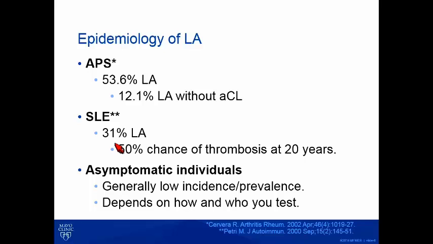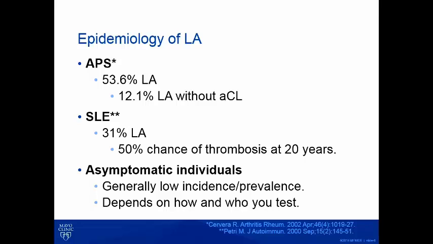So how about the epidemiology of the lupus anticoagulant? About half of patients who were studied with antiphospholipid antibody syndrome have a lupus anticoagulant at diagnosis, and 12.1% of those patients had a lupus anticoagulant without evidence of anticardiolipin antibodies. So in these patients, it was the lupus anticoagulant that clinched the diagnosis of antiphospholipid antibody syndrome.